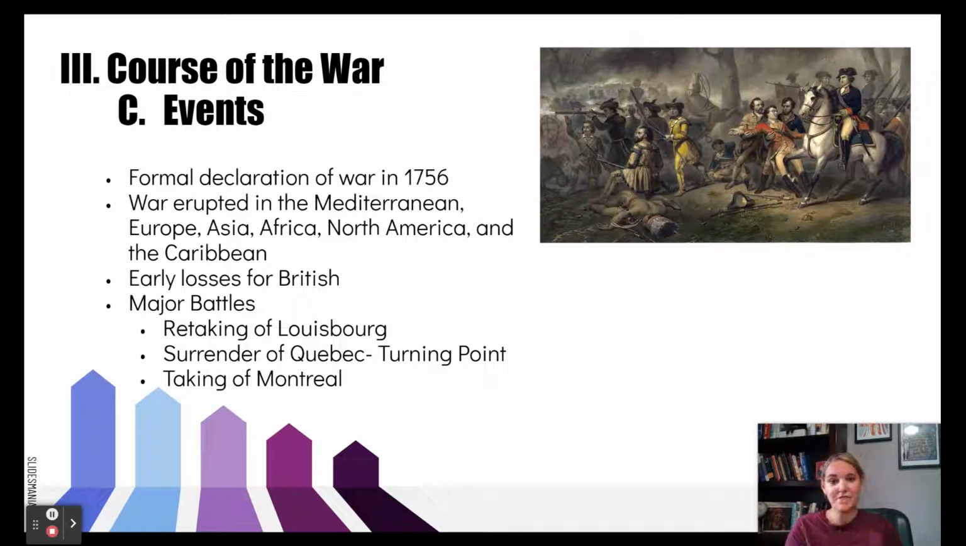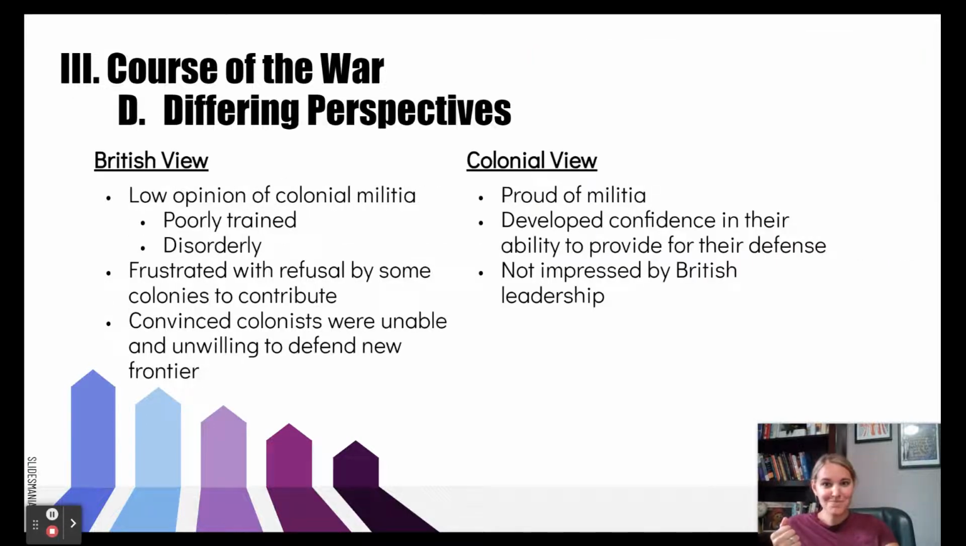As I mentioned, this isn't really anything that you would be tested on in an AP curriculum, but just for some background information, the formal declaration of war followed after 2 years of Washington's attack on Fort Duquesne, but the war really erupted all over the world. There were some pretty major early losses for the British, but then some battles in Louisbourg and Quebec and Montreal turned the tide, and eventually the French will surrender.